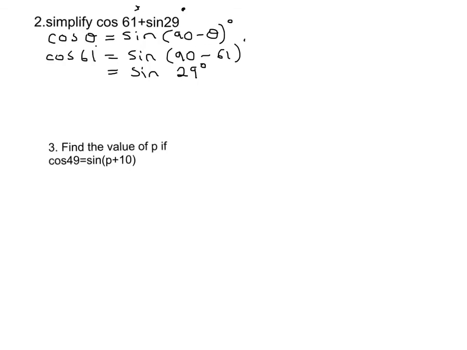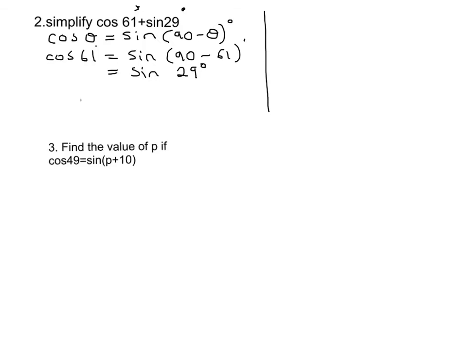Alright, so there's sine 29. So now, replacing cos 61 with sine 29, I end up with... Oh, hang on, let me just rewrite this. Sorry, I need a bit of a breather. I'll do it on the side here. So, we now know that cos 61 is equal to sine 29.